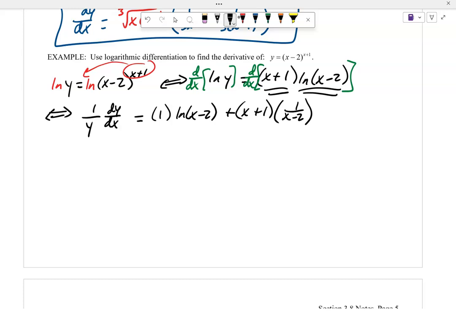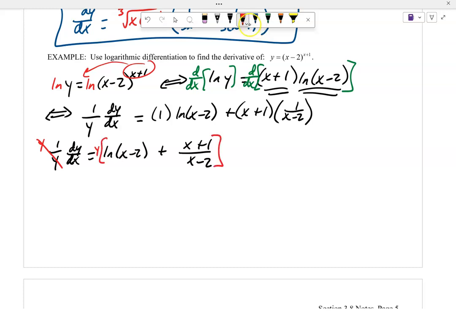So we've got dy/dx being, and let me rewrite this first. I got 1 over y dy/dx equals the ln of (x minus 2) plus (x plus 1) over (x minus 2). Notice we need to solve for dy/dx. So I got to get rid of this y, multiply both sides by y. So dy/dx equals, now I replace, who is y? Remember, y was that (x minus 2) to the x plus 1. That was who our y was. So let's times that.